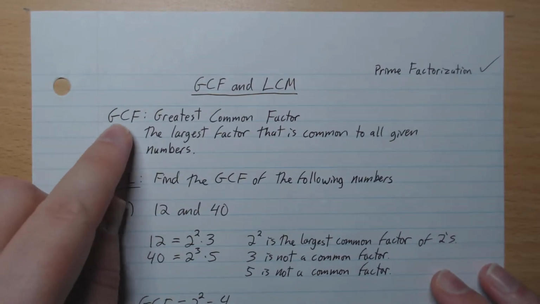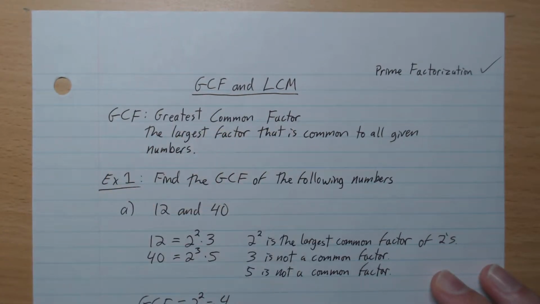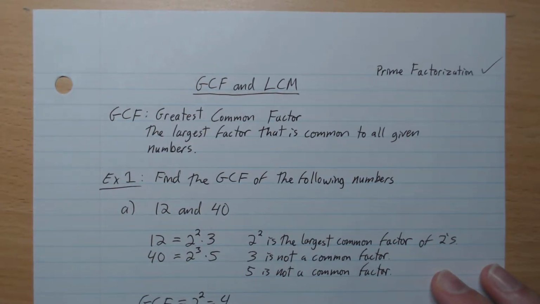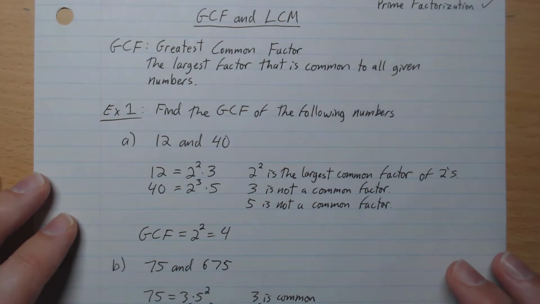So what is GCF? GCF is greatest common factor. And so this is the largest factor that is common to all given numbers. And we're going to do lots of examples here, so let's jump right in.